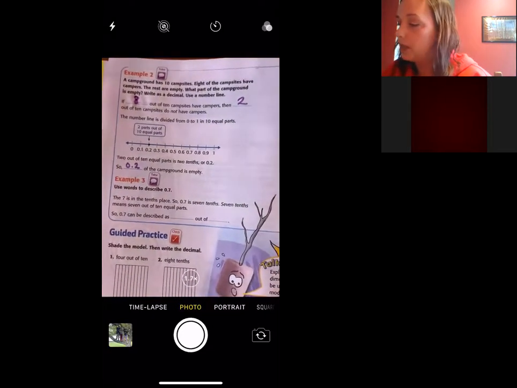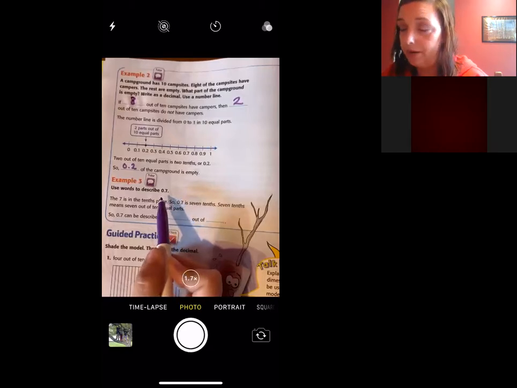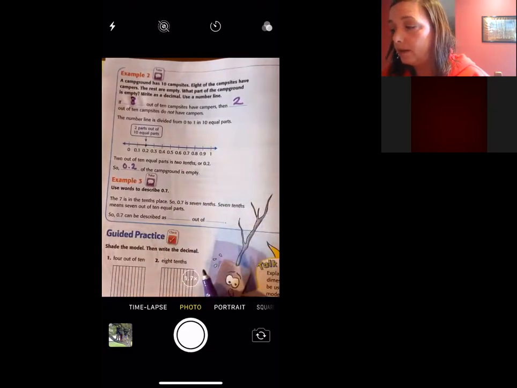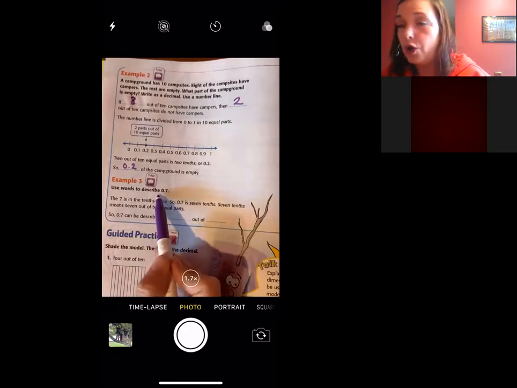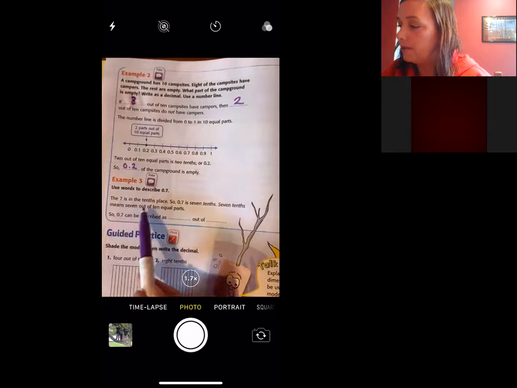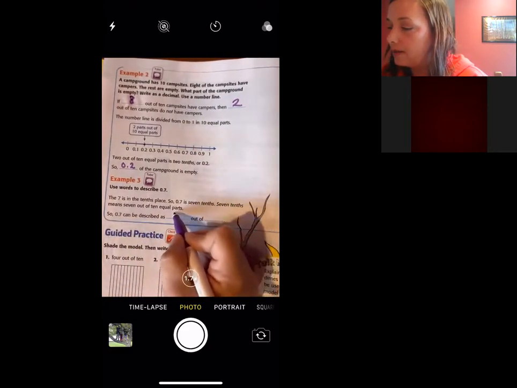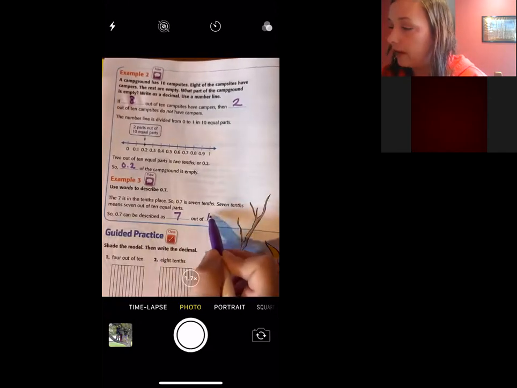Example 3 says use words to describe, and then it gives us this decimal, 0.7, but that's not how we read the number, right? The way that we read it is, since there are no whole numbers, we read the number after the decimal. We say 7, and then it ends in the tenths place, so we say 7/10. The 7 is in the tenths place, so 0.7 is 7/10. 7/10 means 7 out of 10 equal parts. So 7/10 can be described as 7 out of 10.